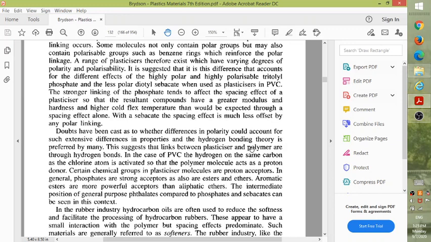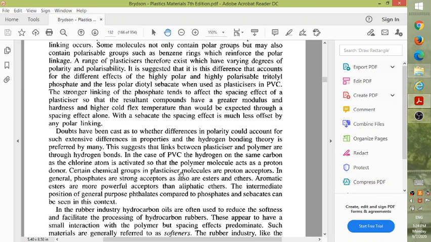This suggests that the link between the plasticizer and the polymer is through hydrogen bonds. In the case of PVC, the hydrogen on the same carbon as the chlorine atom is activated so that the polymer molecule acts as a proton donor. So read this line carefully. In the case of PVC, the hydrogen on the same carbon means the hydrogen which is on the same carbon as that of chlorine, because CH2 CHCl. So we are talking about that hydrogen in CHCl, which is activated so that the polymer molecule acts as a proton donor.